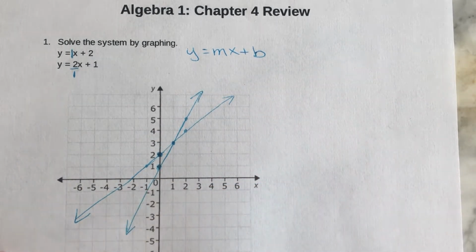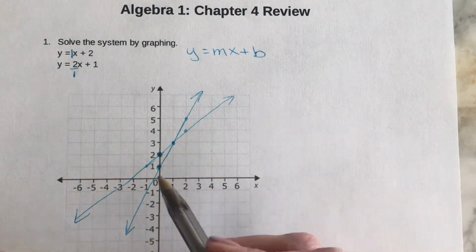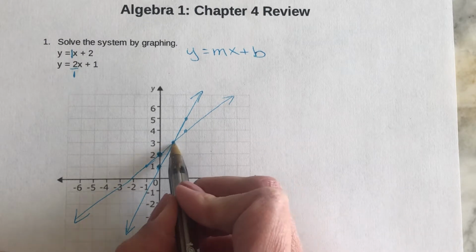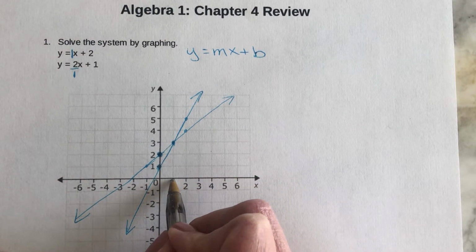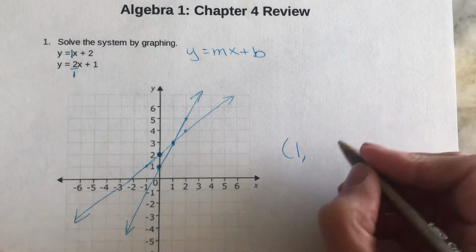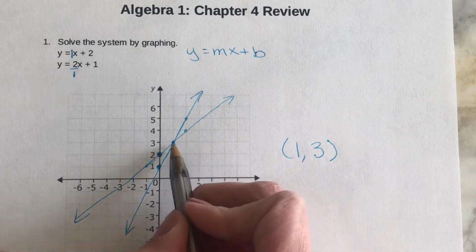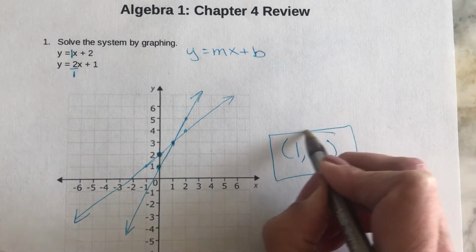Okay. And then the answer is where the two lines intersect. So they're intersecting at this point right here. That's over 1 on the x-axis, and then up 3 on the y-axis. So the point here, this is the point (1, 3), and that is my answer.